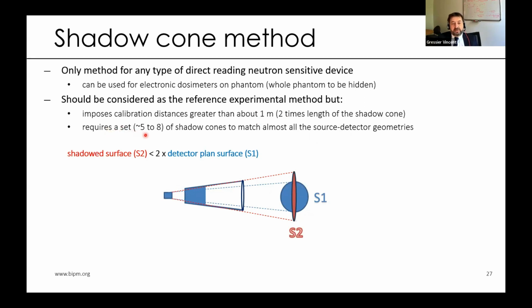And it requires a set of 5 to 8 shadow cones in order to match all the source detector geometries, because what is required is that the shadowed surface, so the surface shadowed by your shadow cone, this is S2, should not be more than 2 times as large as the front face surface of your detector.